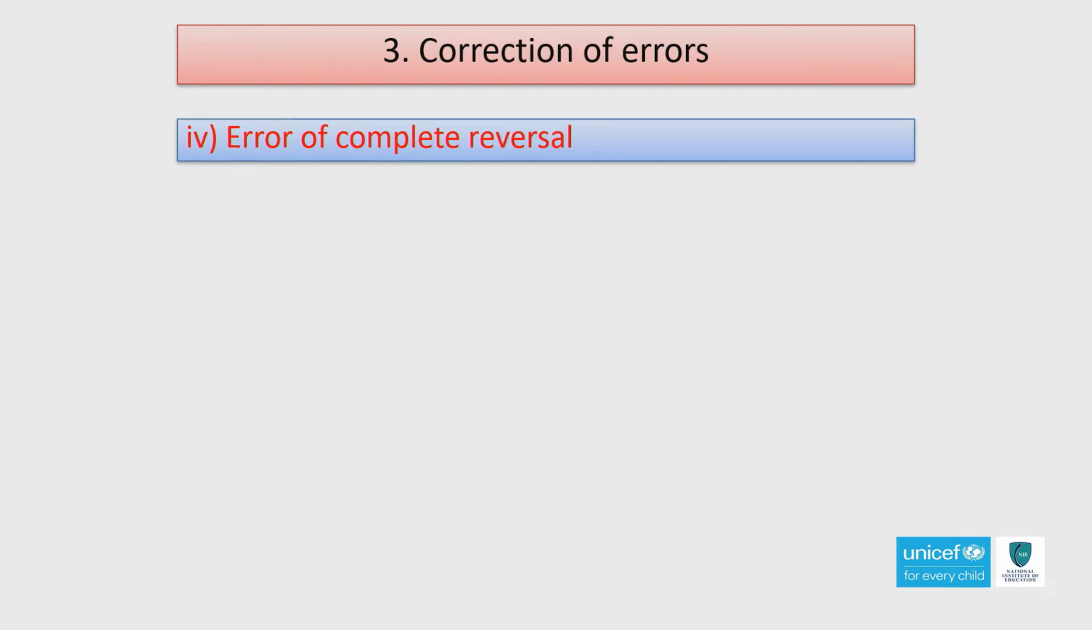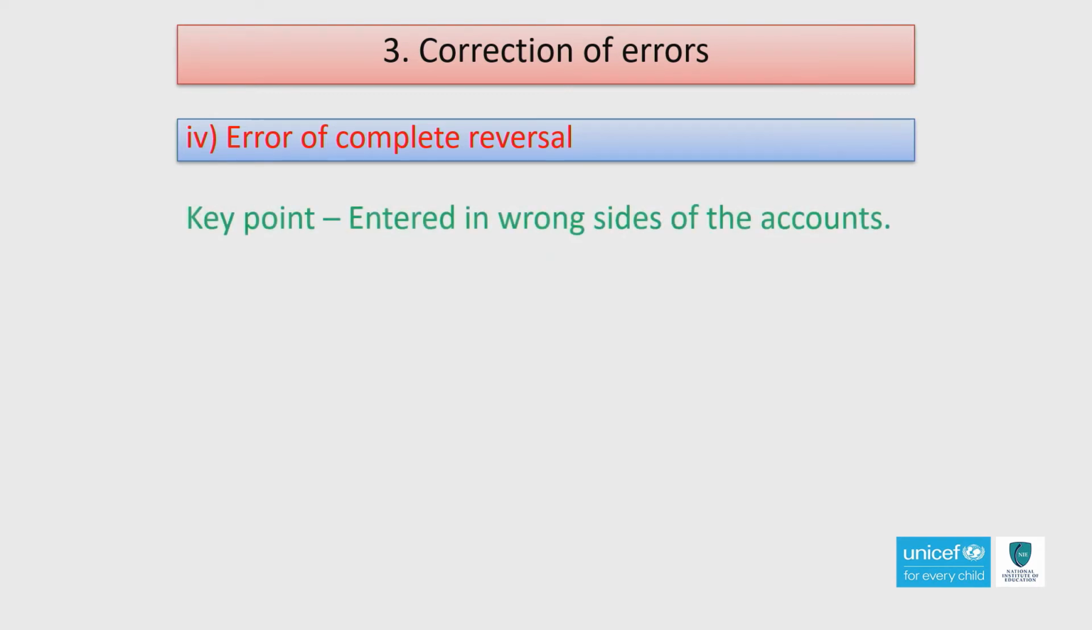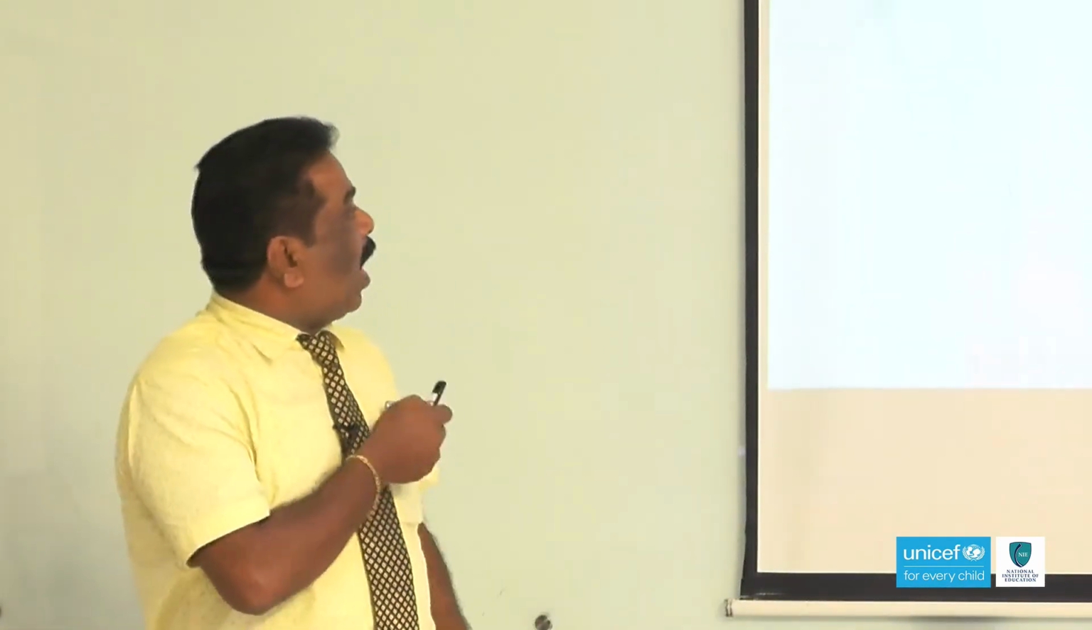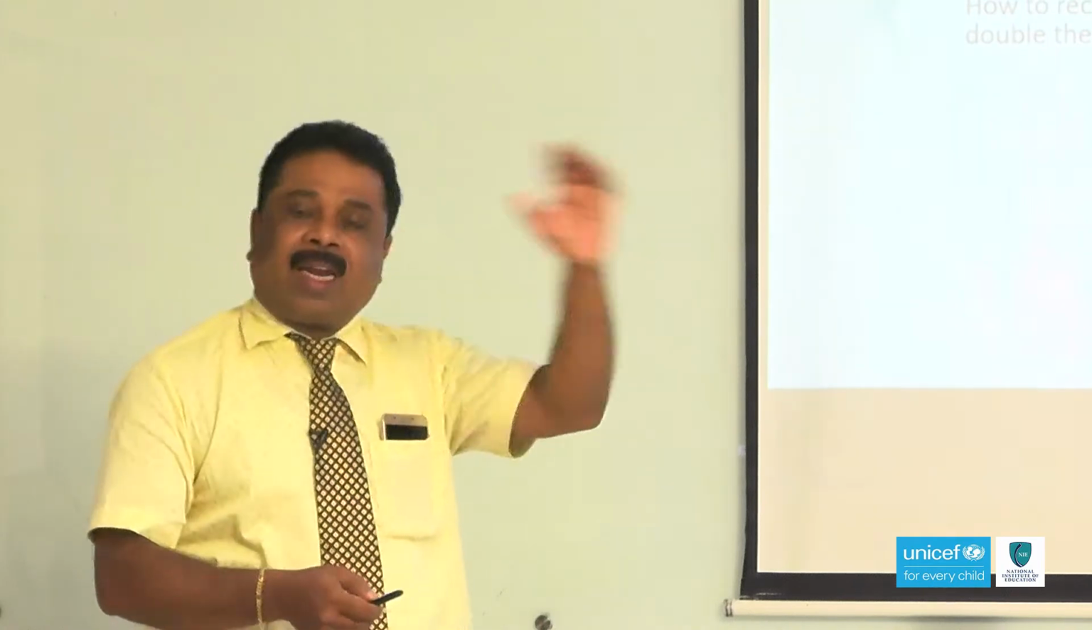The next type of error is complete reversal. Complete reversal, in the sense, key point: entered on the wrong side of the accounts. Entered on the wrong side of the account means a debit account had been credited, and a credit account had been debited. It's the wrong side. So how to rectify it?